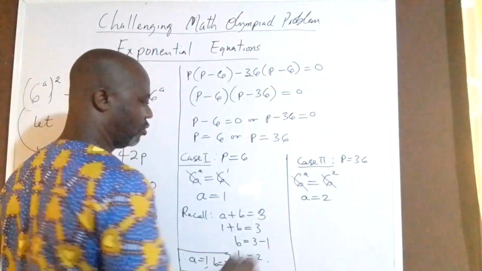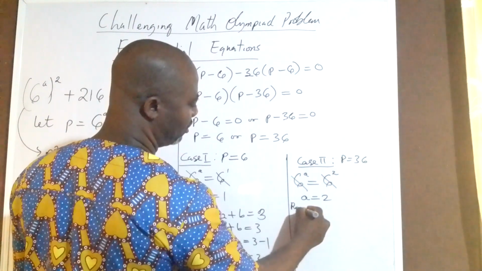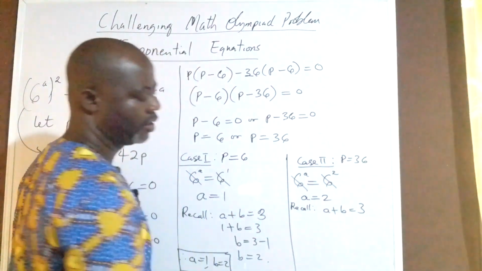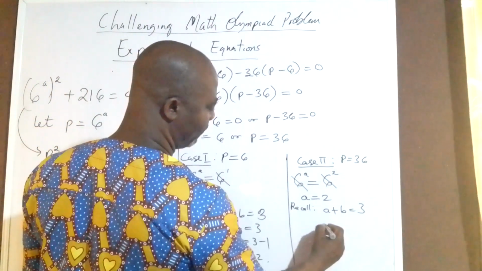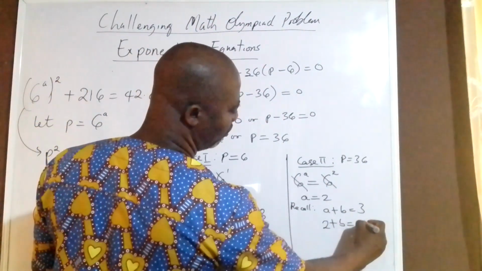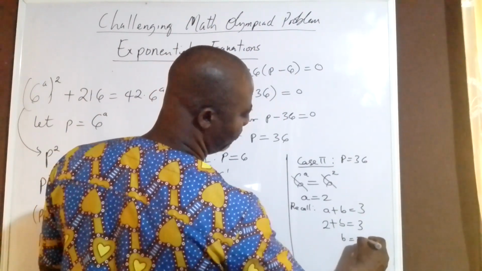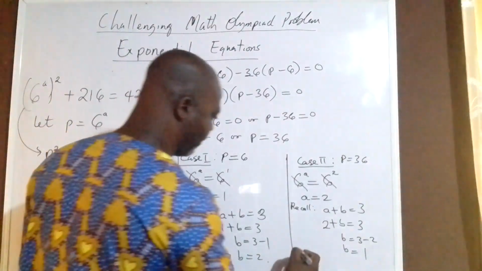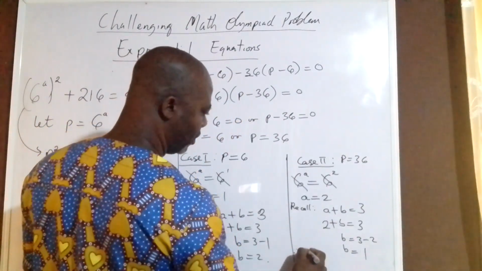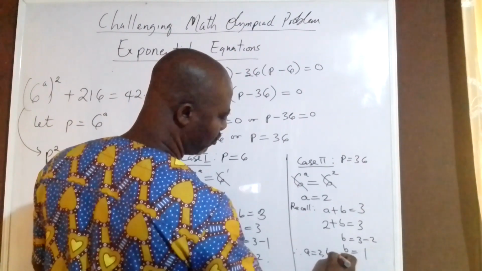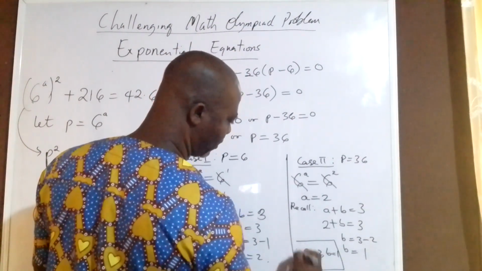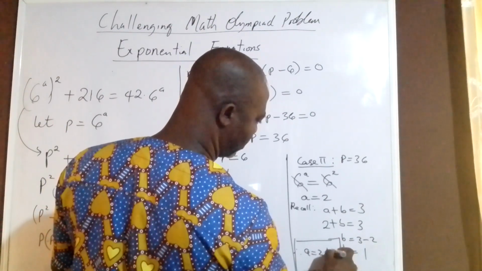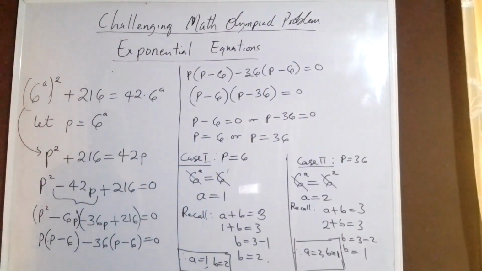Now, if A equal to 2, the same way here, we will recall that A plus B is equal to 3. So if A equal to 2, then we have that 2 plus B will be equal to 3, and then B will be equal to 3 minus 2. That's B equal to 1. Therefore, we can conclude that for case 2, A equal to 2, B equal to 1. So there you have it. Those are the solutions to the question that we have initially.